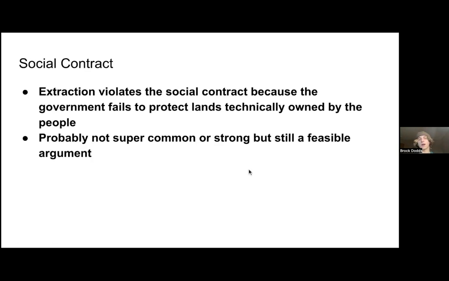Okay, one more thing. This one is probably my least favorite. I can still see someone running it though, but it's the idea that extraction would violate the social contract, because the government is failing to protect lands that are technically owned by the people. I just think that's kind of iffy, because of the complicated mechanics of how that's leased out to private extractors. But I could still see someone running this well.